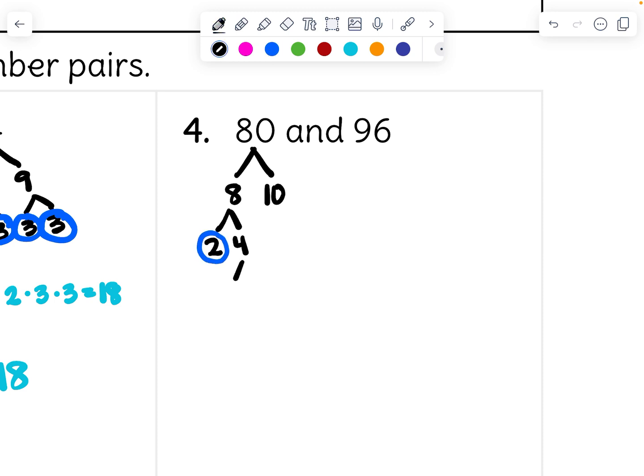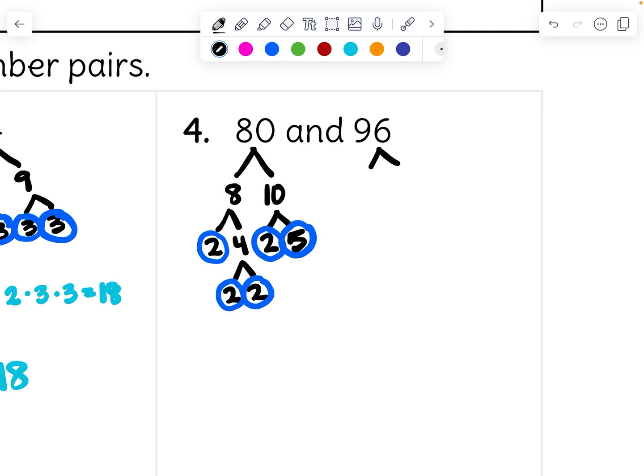For 4, I could multiply 2 times 2, and I have prime numbers again, so I'm going to stop there. For 10, I have 2 times 5. 2 is a prime number, and 5 is a prime number. So I'm done. I'm at prime numbers at the end of every branch. So now I'll move over to 96.